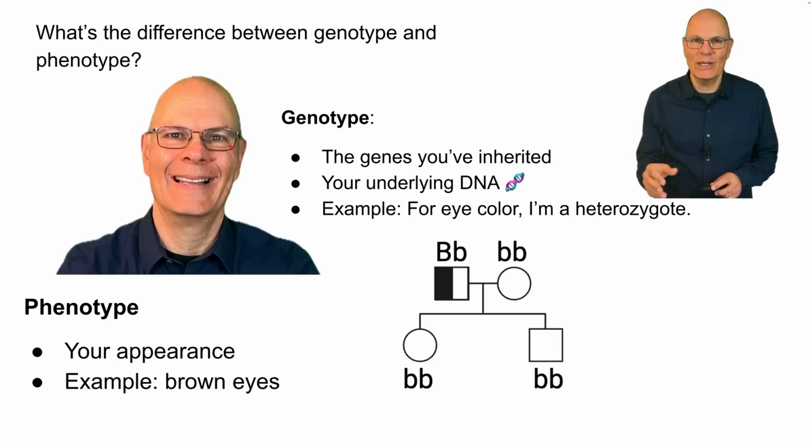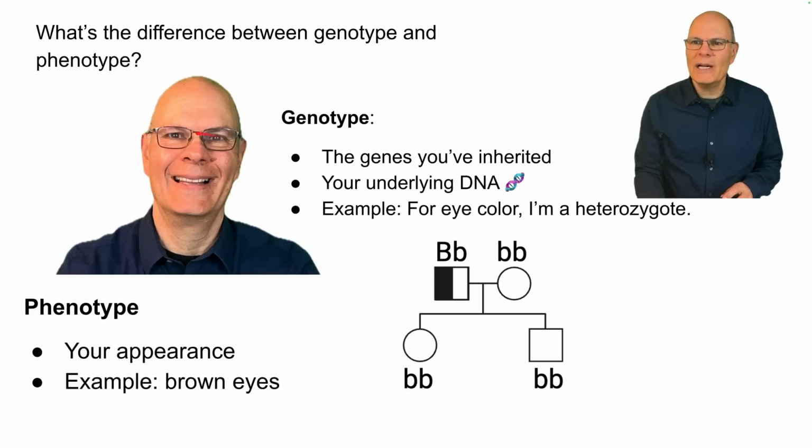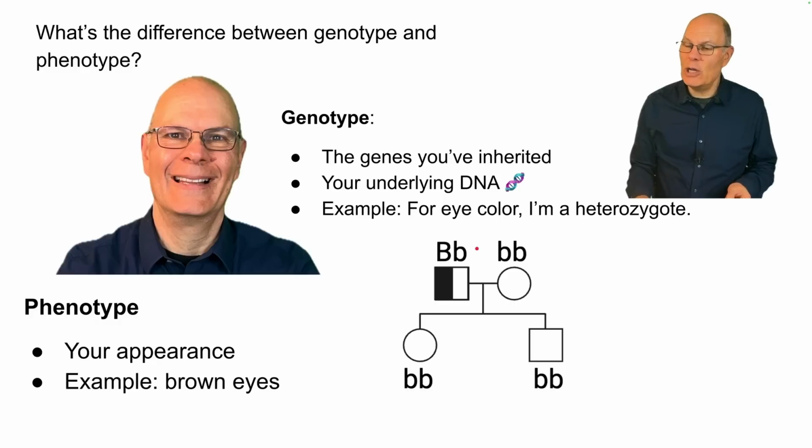There are many alleles involved in determining eye color. Actually, I think it's about 3, but I'm a heterozygote. So my genotype would be like capital B, little b. How do I know that?